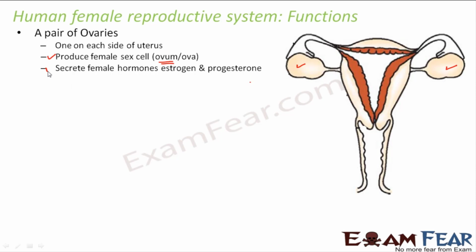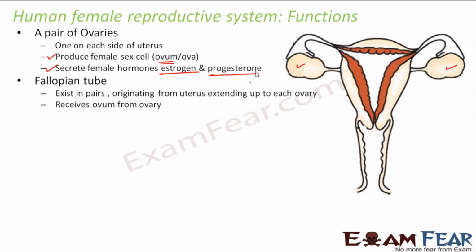They also secrete the female hormones estrogen and progesterone. Just like in males you have the male hormone testosterone which is produced by the testes, similarly in females these hormones, estrogen and progesterone, are produced by the ovaries, and these hormones are responsible for the secondary sexual characters in females. For example, the breast development and the onset of the menstrual cycle, all these things are governed by these female hormones.